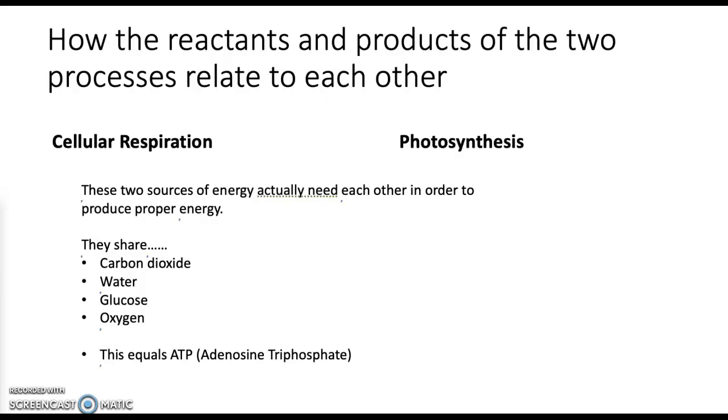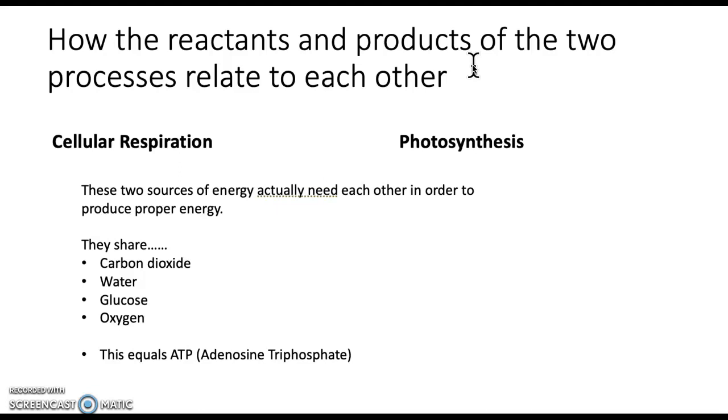The next slide is how the reactants and products of the two processes relate to one another. Well, actually, when I was studying and doing my research, I noticed the formula shows that both cellular respiration and photosynthesis basically share the same thing. The only thing is cellular respiration equals ATP, which is, I will chop up the word, adenosine triphosphate, and it is made up of three major phosphate groups.